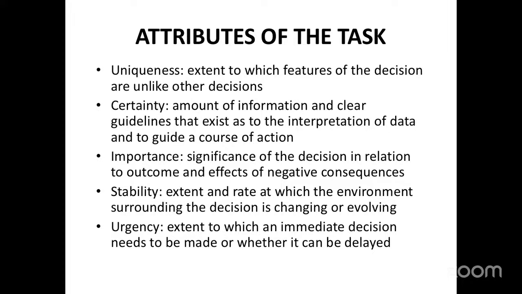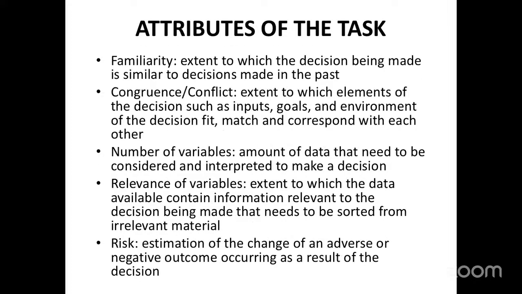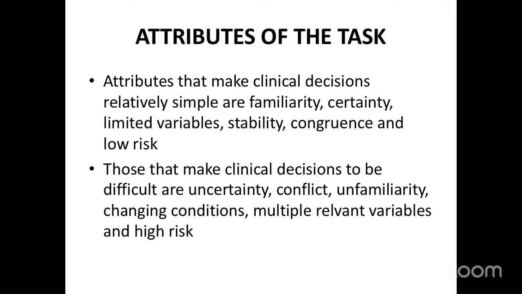So these are some of the attributes. As I've said, I'm not going to go through all of them. Importance, stability, urgency, familiarity, congruence, number of variables, relevance of variables, risk. So this is what shows you attributes that make clinical decisions relatively simple. When you are familiar with the situation, you have enough information that gives you certainty, there are limited variables, there's a stable situation, and there is congruence, and there's low risk.